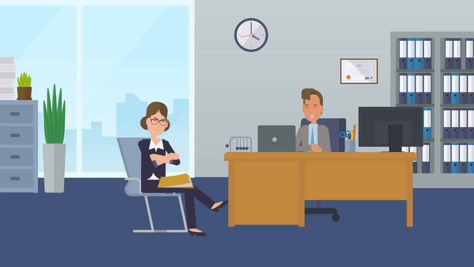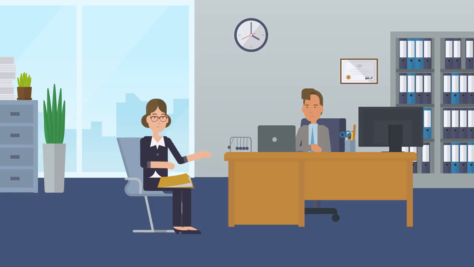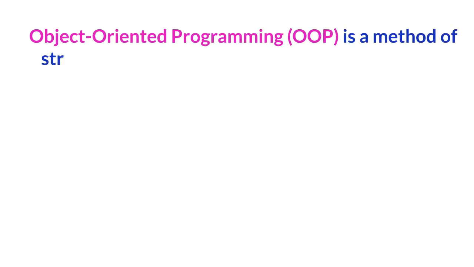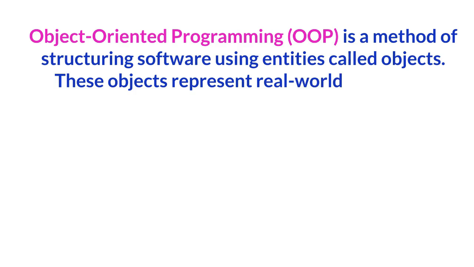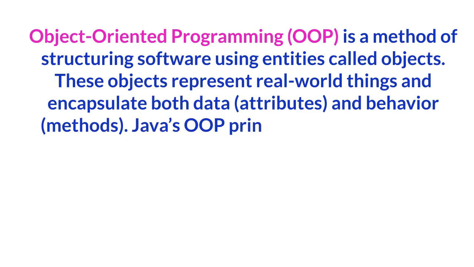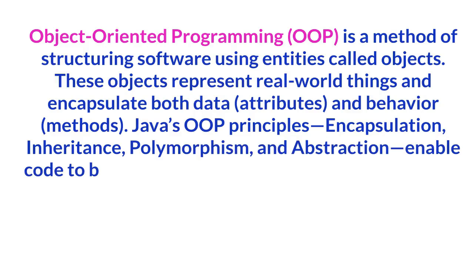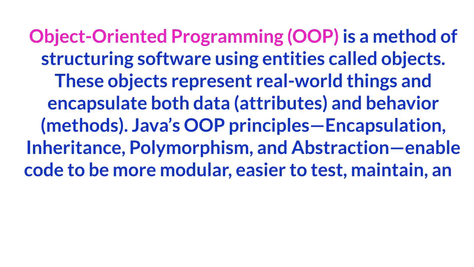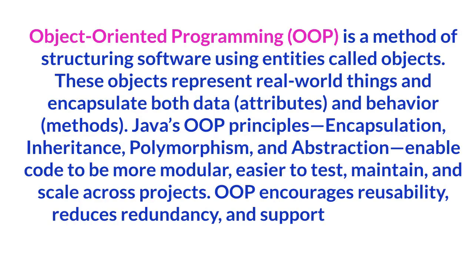Can you please explain the concept of object-oriented programming? Object-oriented programming, OOP, is a method of structuring software using entities called objects. These objects represent real-world things and encapsulate both data, attributes, and behavior, methods. Java's OOP principles, encapsulation, inheritance, polymorphism, and abstraction, enable code to be more modular, easier to test, maintain, and scale across projects. OOP encourages reusability, reduces redundancy, and supports clear design thinking.